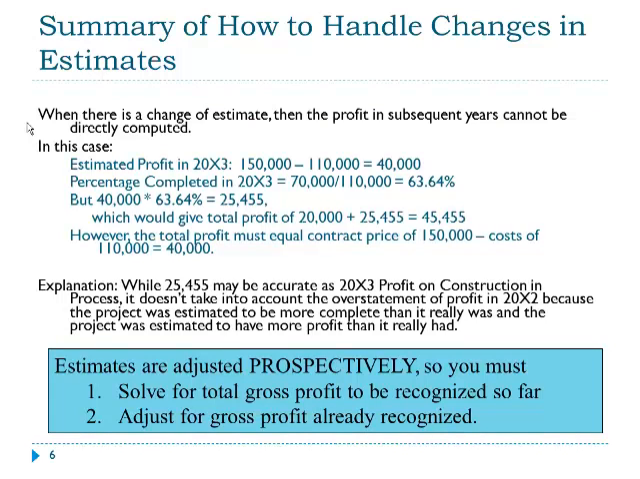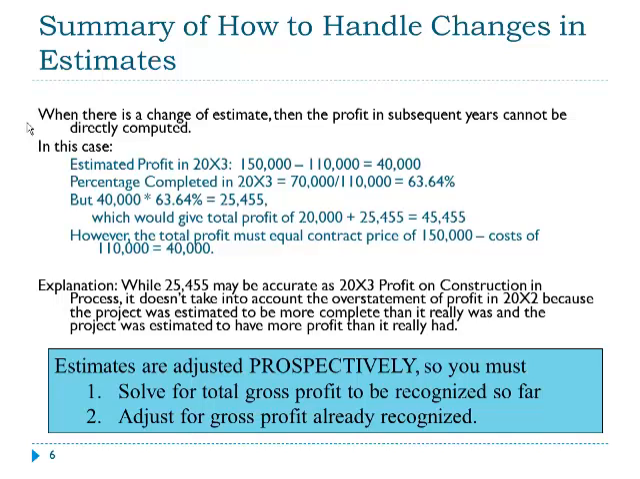When there's a change in estimate, then the profit in subsequent years cannot be directly computed. In this case, the estimated profit in 2003 is $40,000. The percentage completed during 2003 turns out to have been $70,000 in costs out of a total of $110,000 in costs, or 63.64%. But 40,000 times 63.64% is 25,455. And if we recognize that full amount, we would have overstated the profit.